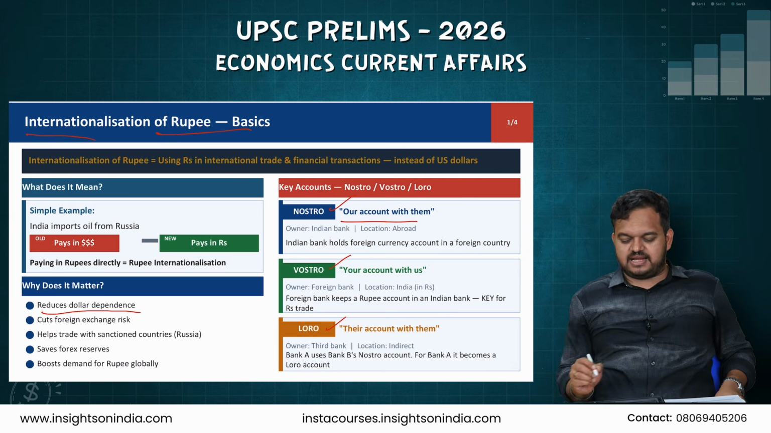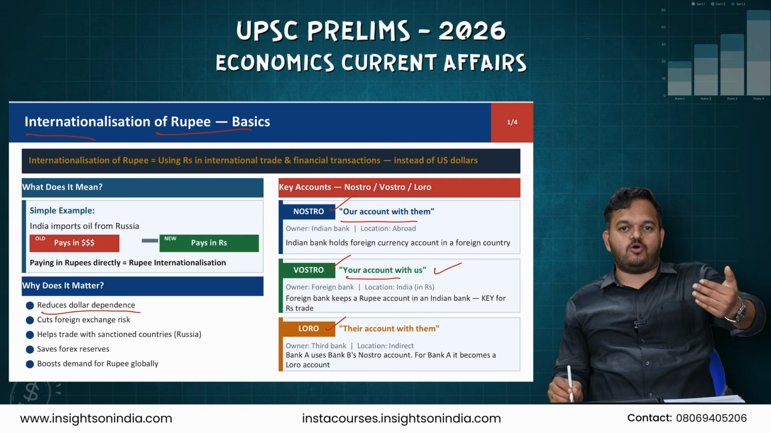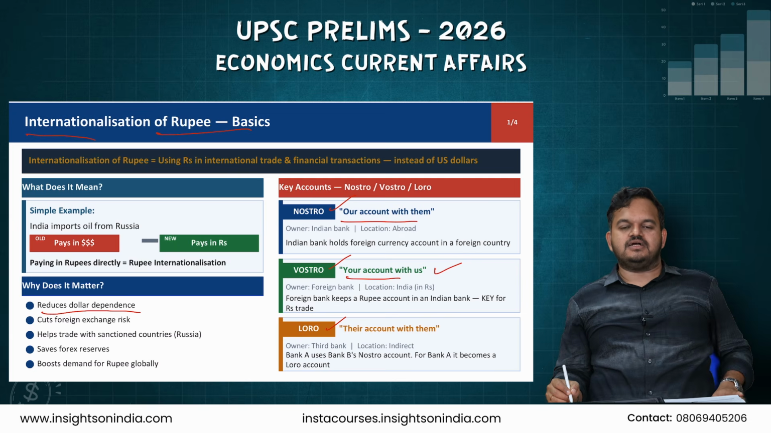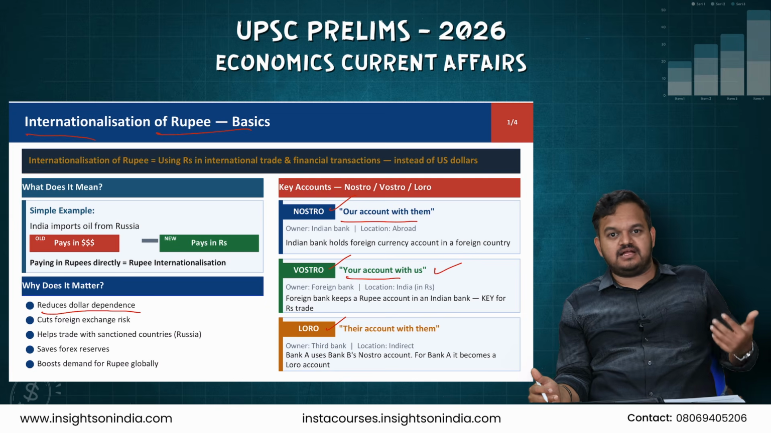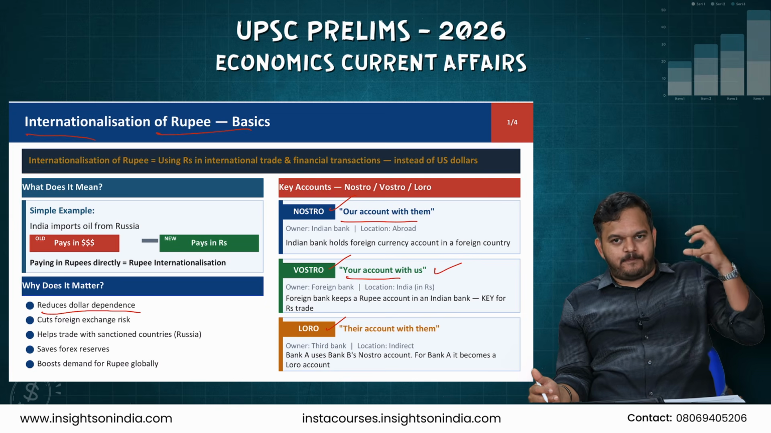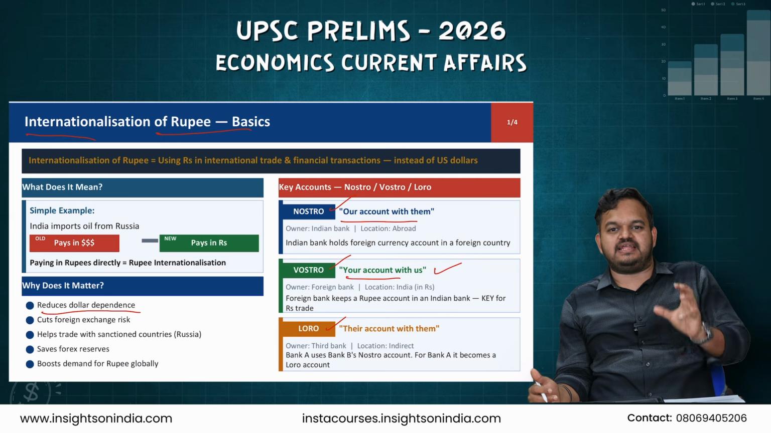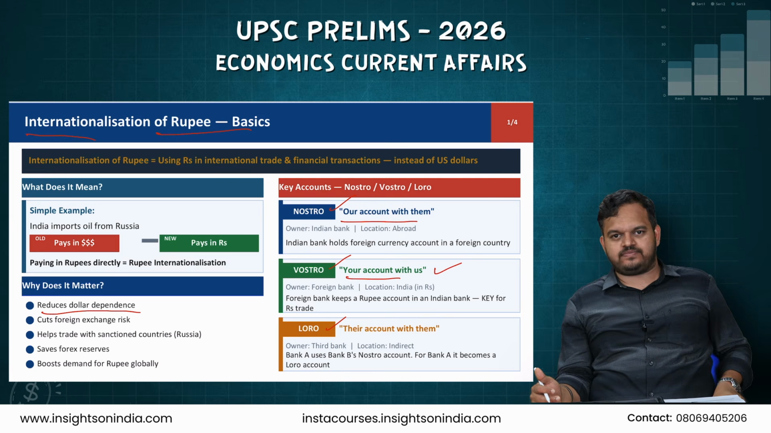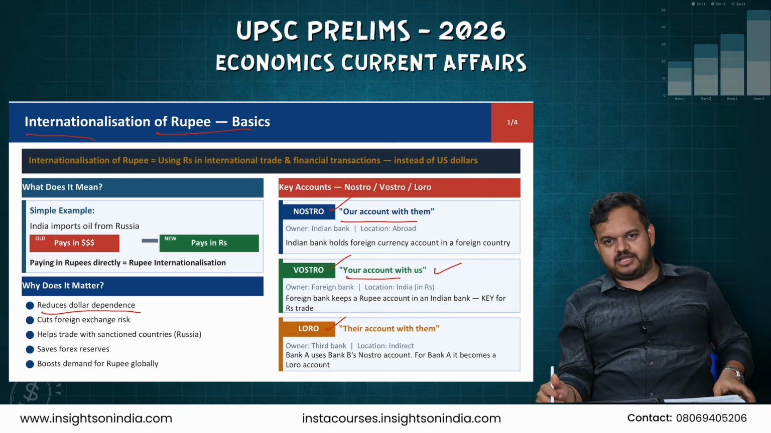So there is one more account called the Ostro account. It means your account with us. That means a Russian bank opens an account in India. If a Russian exporter is exporting something to India, the Indian importer will pay an equal amount of money in Indian rupee and deposit the money in the Ostro account. The Russian bank has opened an account in India in rupee denomination.